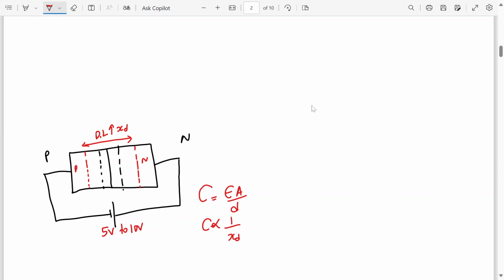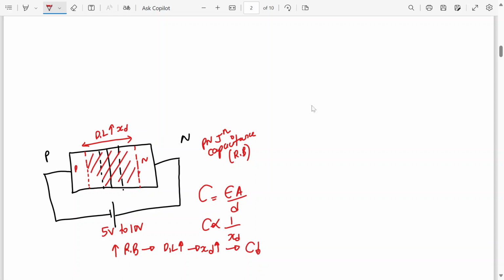So the same thing is happening: as I increase my reverse bias voltage, my depletion layer is increasing and my XD is increasing. So if XD is increasing, what happens to the PN junction capacitance? It decreases. So there is a PN junction capacitance which is present in the reverse bias condition. Okay, so in reverse bias, your PN junction diode acts as a capacitor because it stores the immobile charges in this PN junction, right?